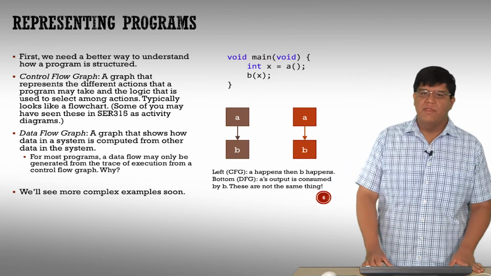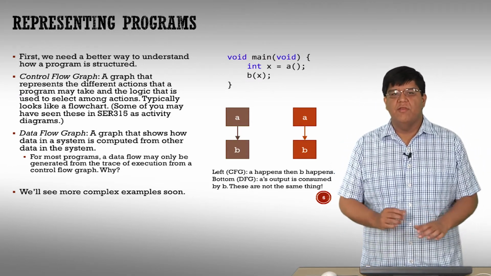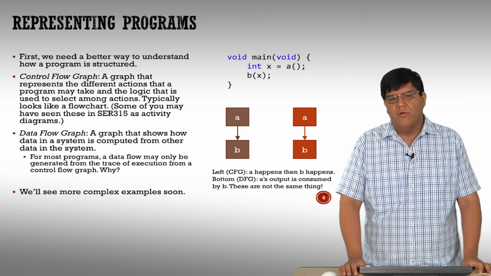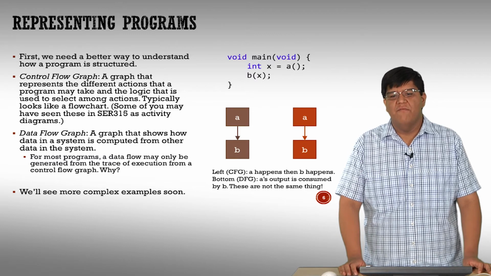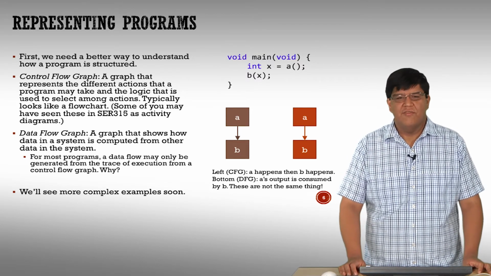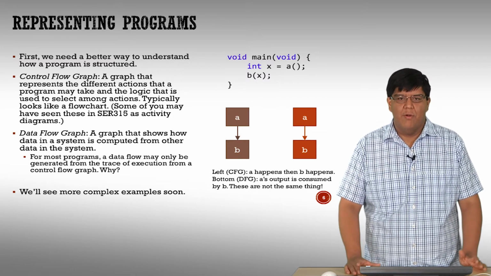So before we get into the nitty-gritty of how these things work, I want to introduce two different ways to represent and to understand a program. So typically we're used to a program just being some lines of source code. You can see there on the top right, we have a little program, void main, int x equals a, then b on x. So we have two functions being called, one of them uses the result from another one. This is how we're used to thinking about programs.